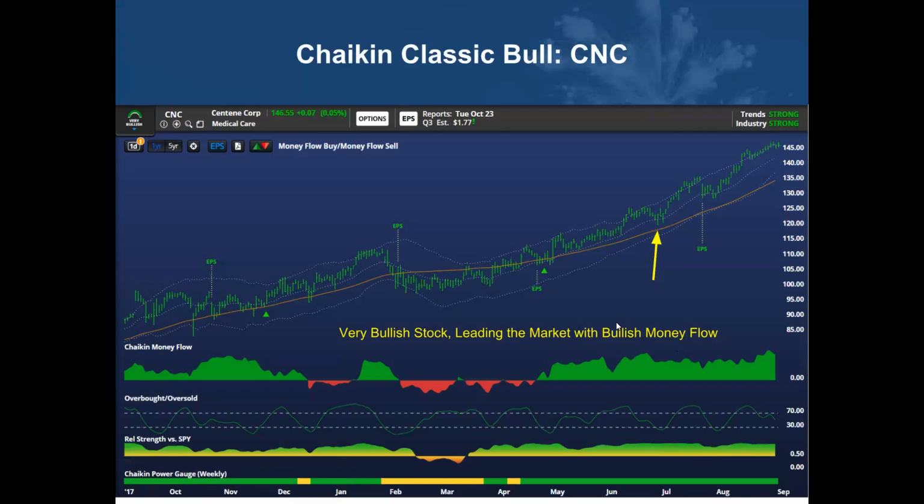And then from there, we identify when we want to buy it. We want to buy very bullish stocks that are outperforming the market when they become oversold based on our proprietary overbought, oversold indicator, something you're not going to find anywhere else, and have bullish money flow and trigger one of our buy signals. So that's the process. That's what we call a Chaikin classic bull.